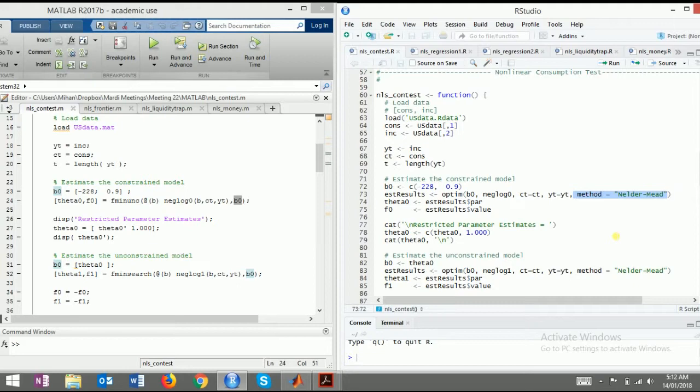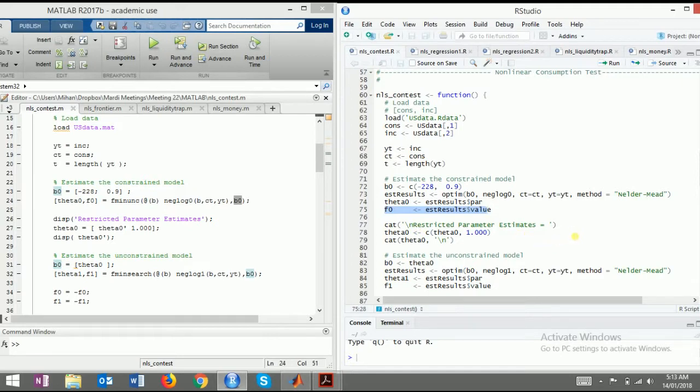Generally we do Newton-Raphson or Gauss-Newton, but here we are not doing that. We are just trying a different method. So in theta naught go the par values from these, and in f naught go just the function values. Beautiful. Then concatenate and display, which starts with a newline and ends with a newline.